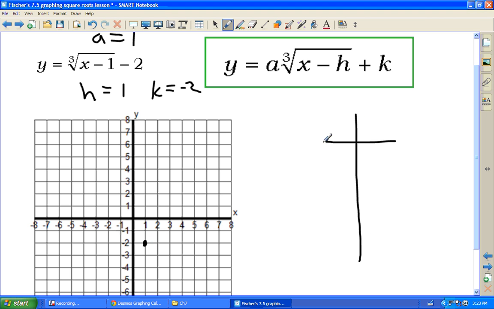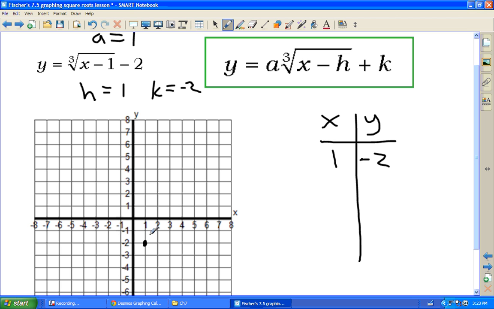Now here's the part that students sometimes struggle with: I'm going to try to find my perfect cubes under there. The first perfect cube would be 0, so let's try to get a 0 under that radical. That would be an x of 1, because 1 minus 1 is 0. Cube root of 0 is 0. 0 minus 2 is -2. And there we go, there's our origin, 1, -2.